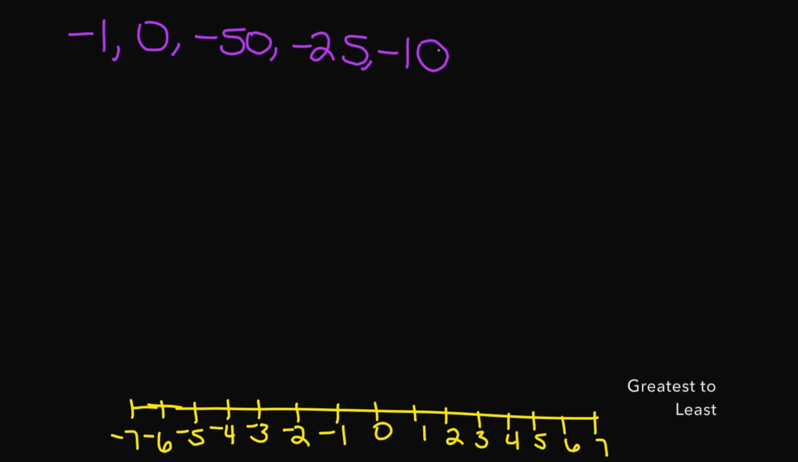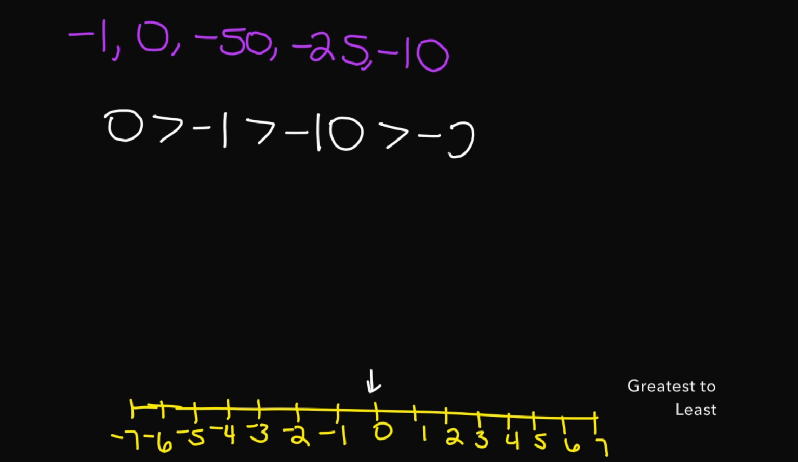And remember, when you are looking at these examples, think of these numbers on a number line. And always remember that the number that is closest to 0 is always going to be larger. So if we have to list these numbers from the greatest number to the least, first we are going to have 0. 0 is greater than -1. -1 is greater than -10. -10 is greater than -25. And then -25 is greater than -50.